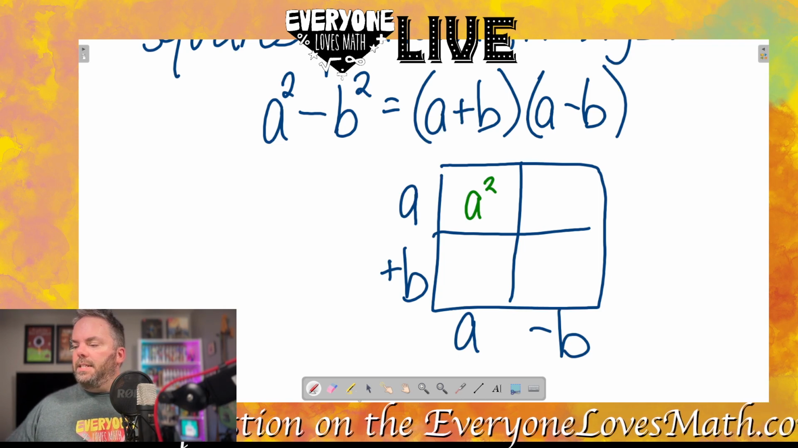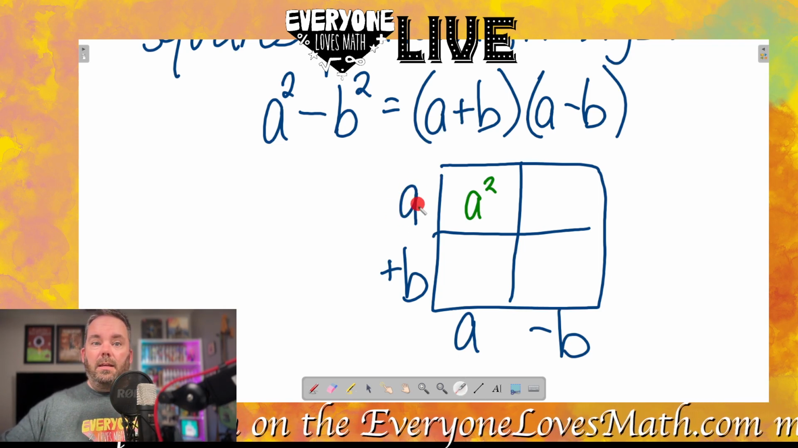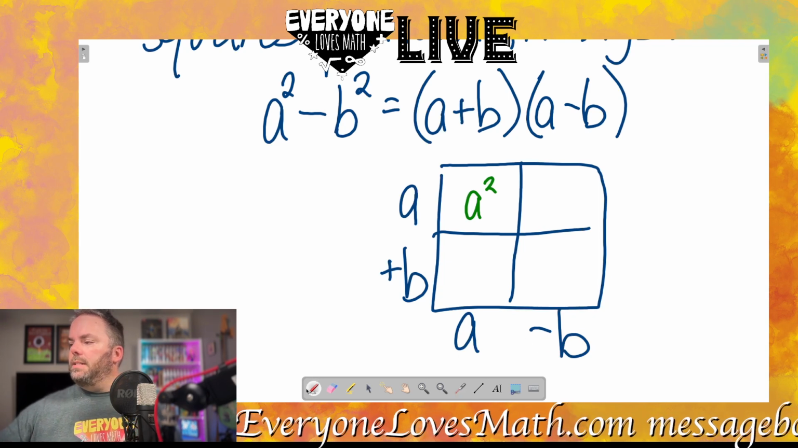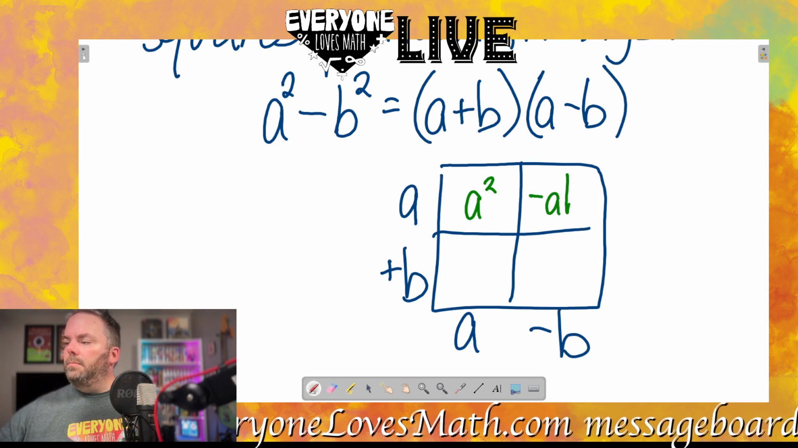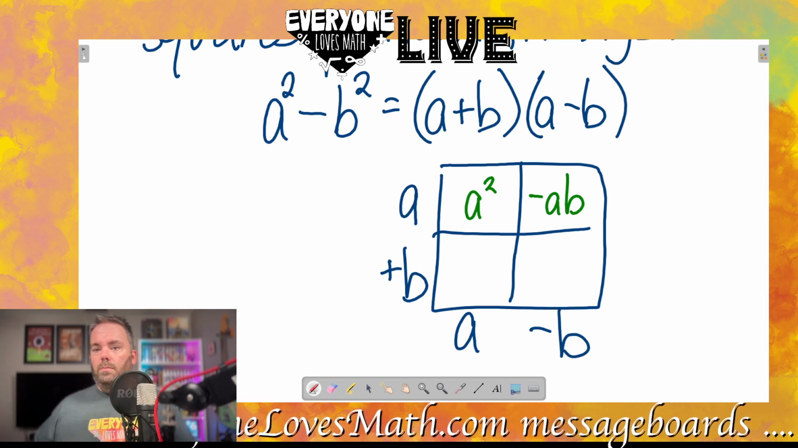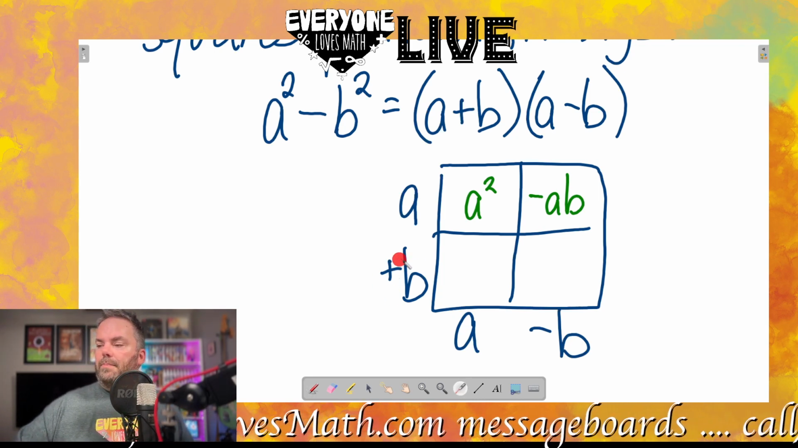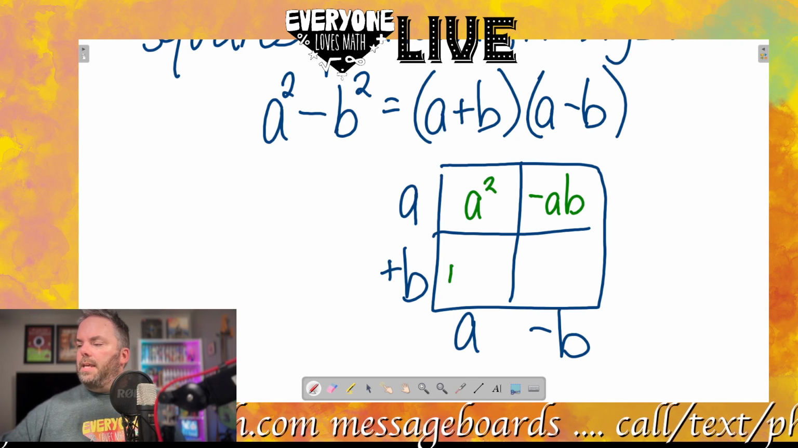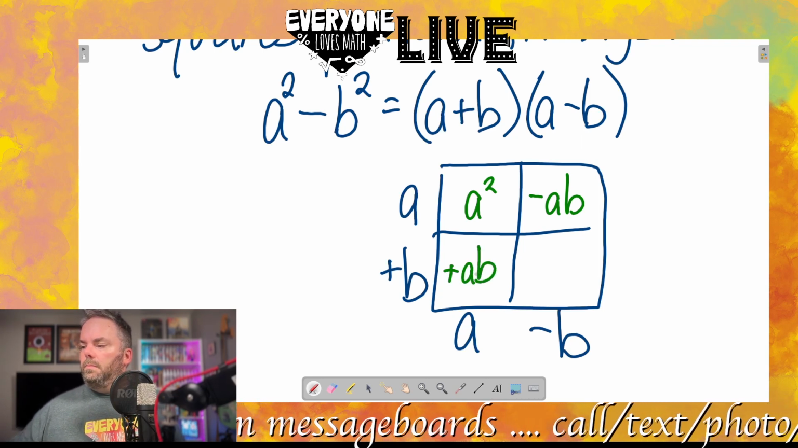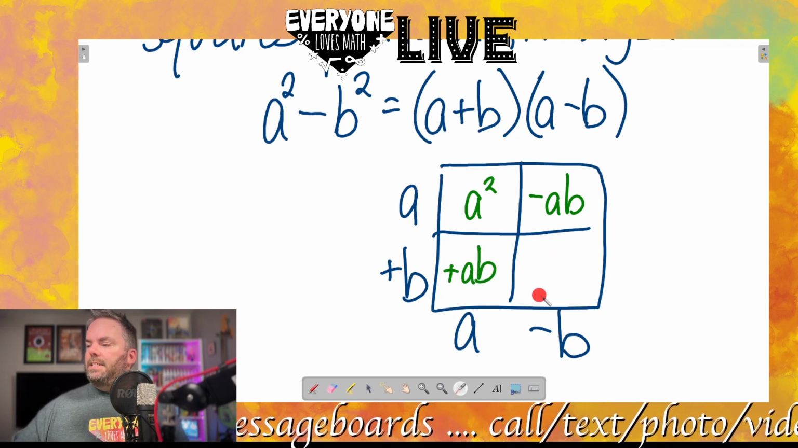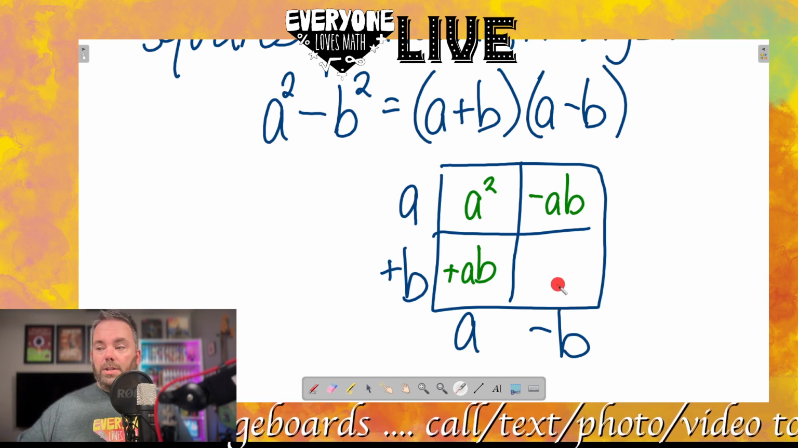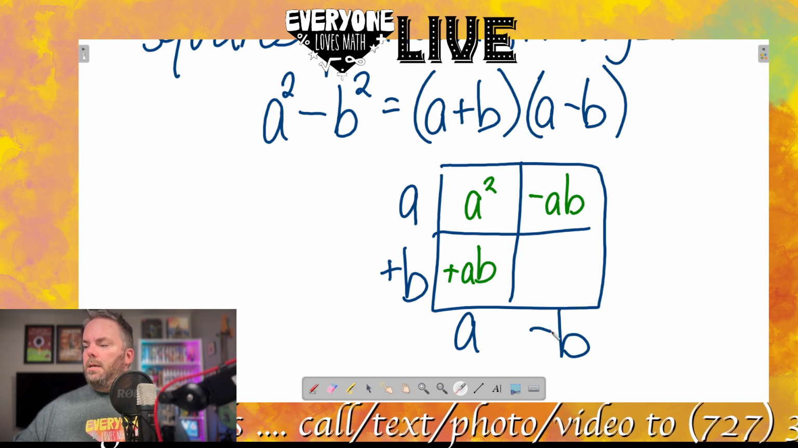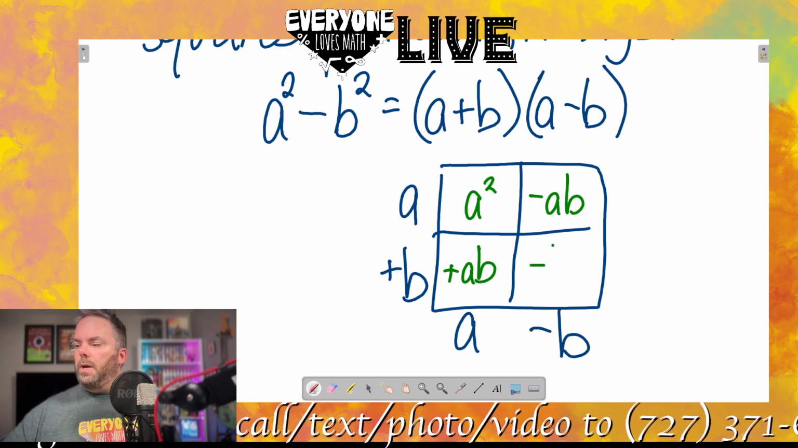As we continue to multiply, for this box we have a times the opposite of b. So that's going to be the opposite of ab. Bottom left corner, we have positive b times a. That's going to be plus ab. And for our very last box, that's where we multiply positive b and minus b, and that turns into minus b squared.